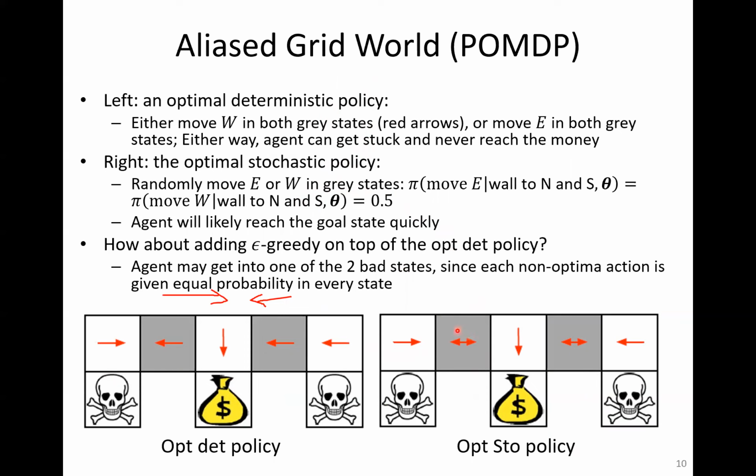So that you can avoid the bad states completely, because in the corner states the policy is fully deterministic, but in the gray states you are stochastic. So any questions?